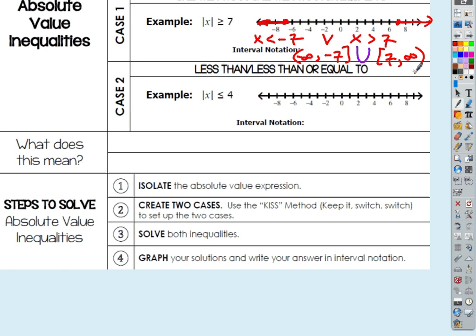Okay, is that in range this situation or out of range? In range, good. Okay, so we're going to close dots where?